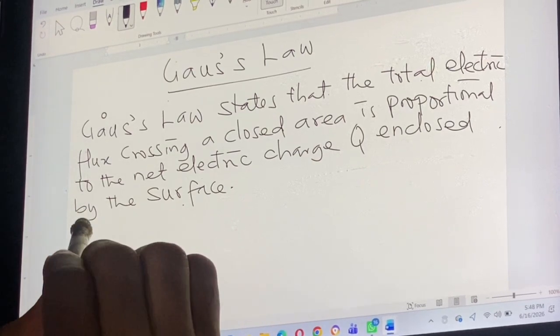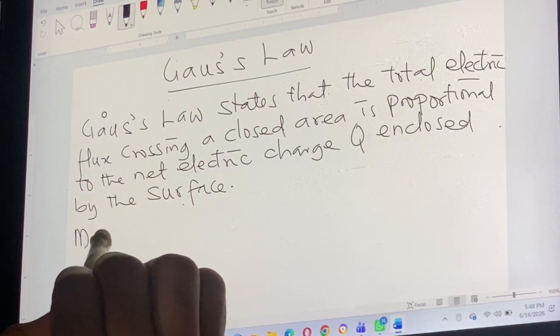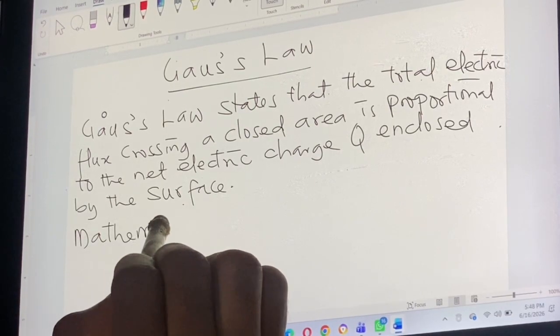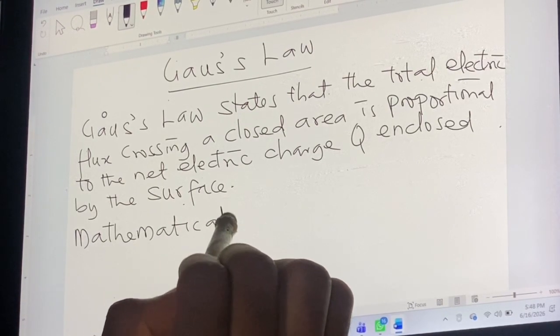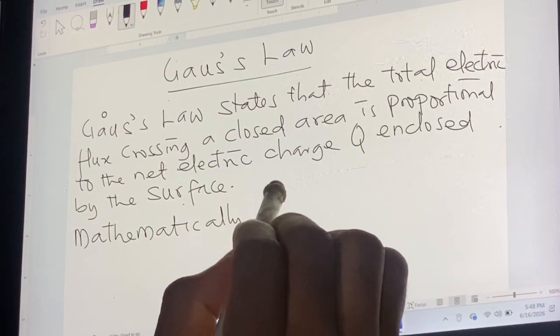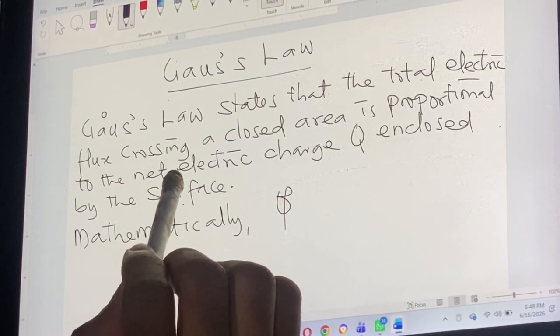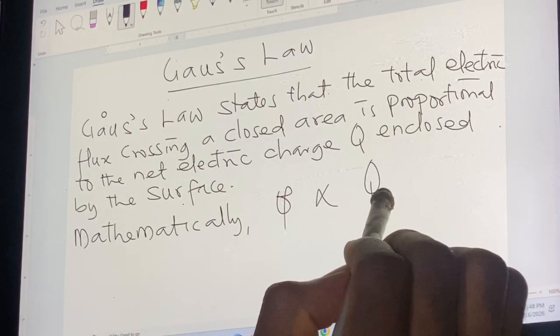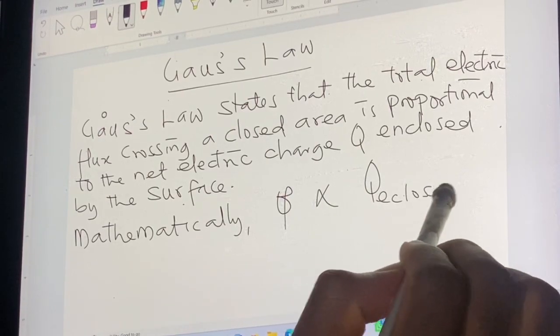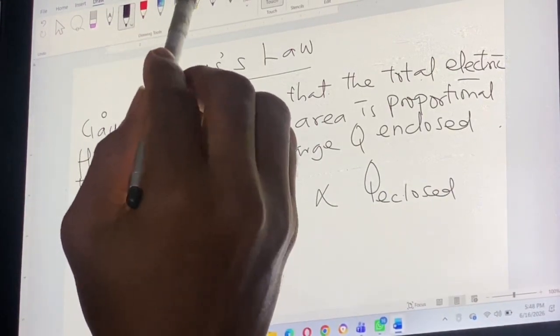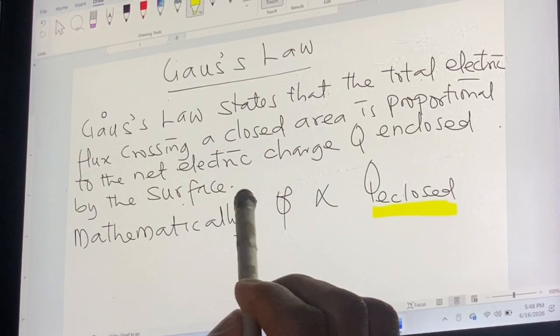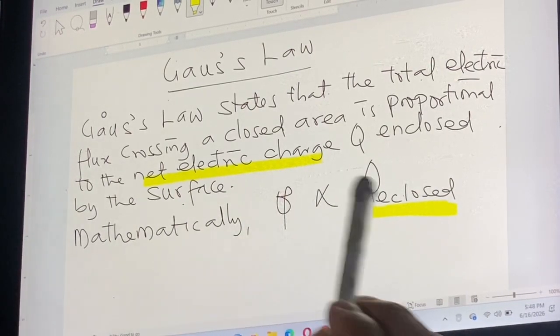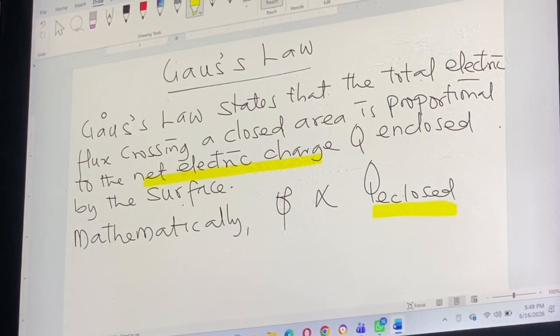Please write. Mathematically, phi, which is representing electric flux, is directly proportional to Q enclosed. This Q enclosed can also be called net charge. Please don't forget, the Q enclosed is also a net charge. It can be called a net charge when we have more than one charge.